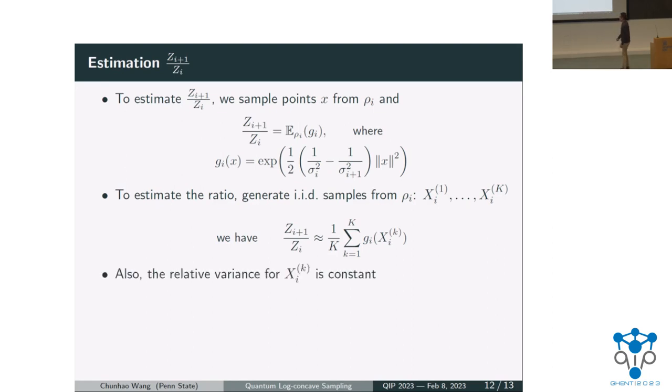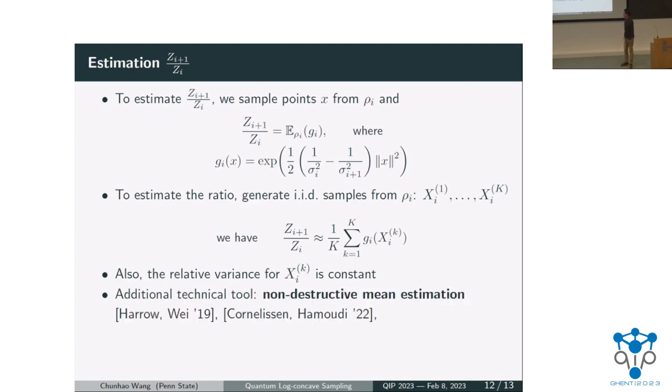It turns out that the relative variance for this random variable is constant, and then we can use this non-destructive mean estimation that Jensen talked about in the previous talk, and we can show that we need this r over epsilon copies of the initial state. Because it's non-destructive, we can use this copy to estimate this ratio, and I keep using this state, and I rotate to the next stationary distribution state, and then I keep doing this estimation. Then I can estimate them together.